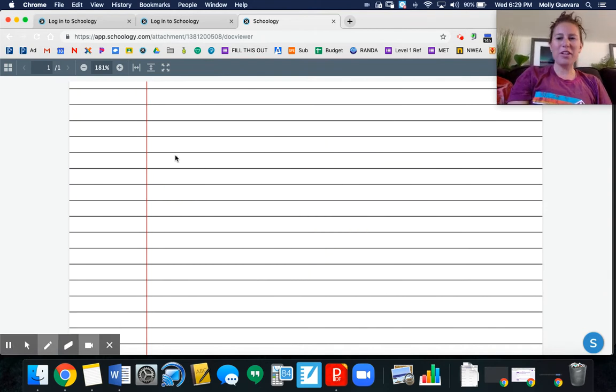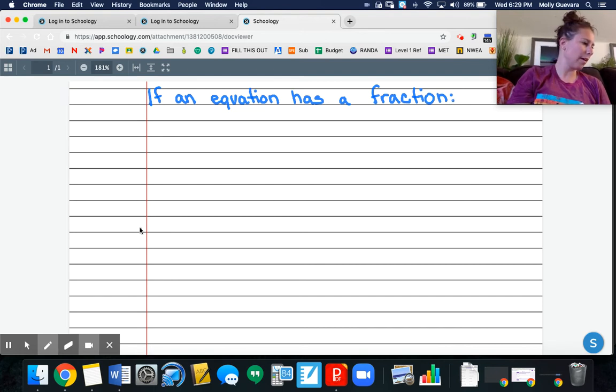Okay, so moving on, we're going to look at what if an equation contains a fraction. So if an equation has a fraction, now things can get a little bit more complicated, but we'll try to make it as less complicated as possible, okay?